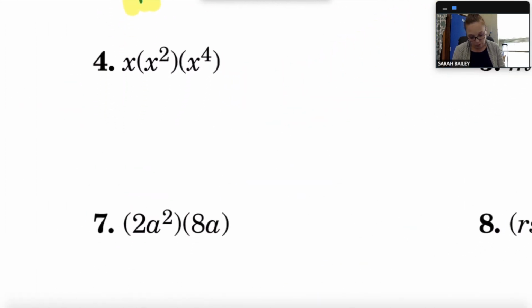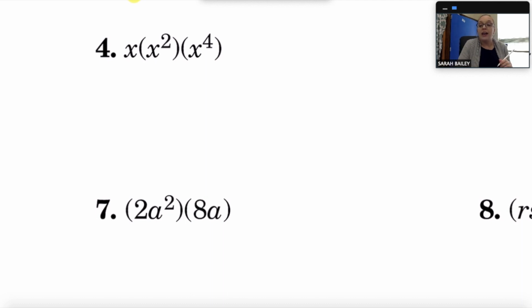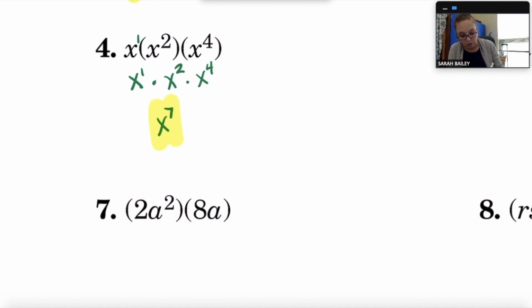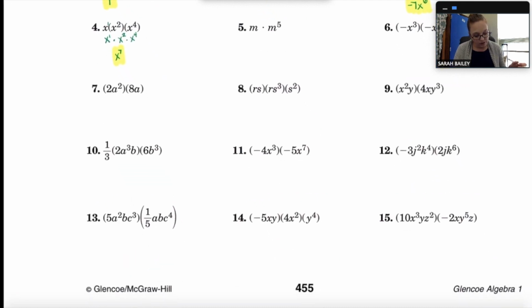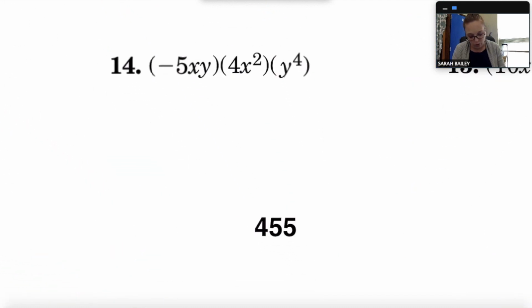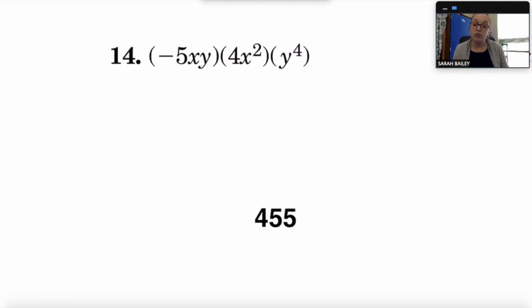Okay, let's try another one here. Let's look at number 4. So we've got x times x squared times x to the 4th. Remember, that's the same as x to the 1st. This could be rewritten as x to the 1st times x squared times x to the 4th, like this. So those all have the same base of x, and we're going to add up the exponents. 1 plus 2 is 3. 3 plus 4 is 7. So it is x to the 7th power. Okay, let me skip all the way to number 14, and then you'll do some on your own.